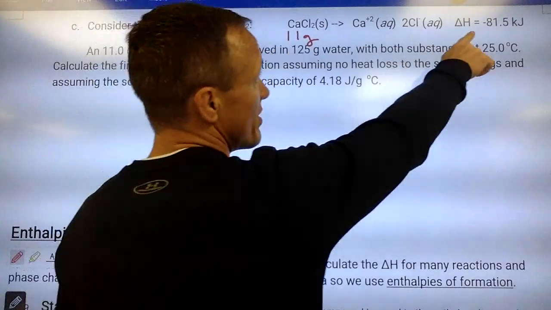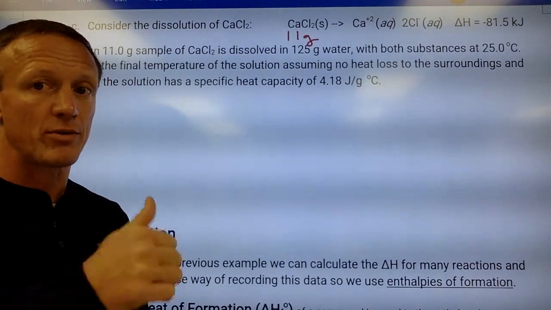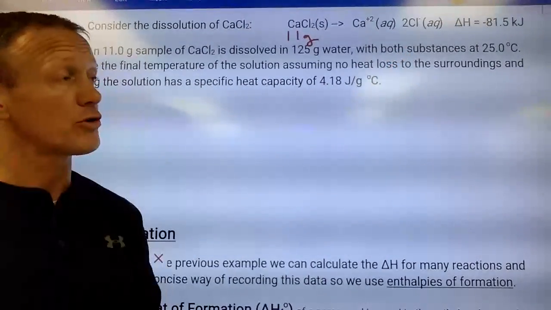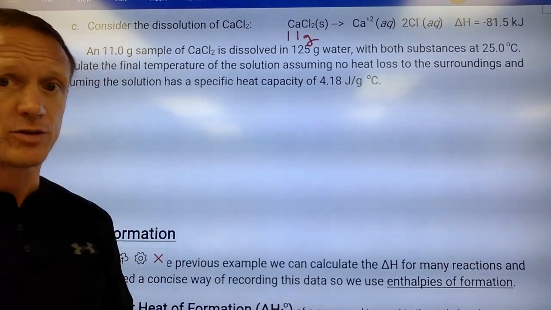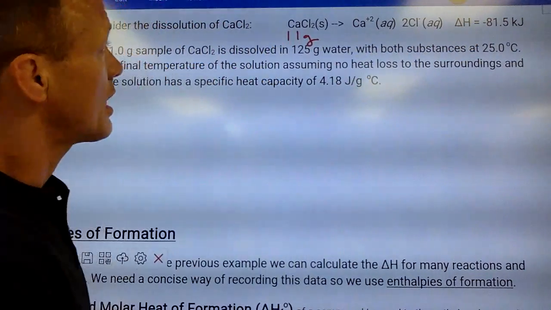Notice that calcium chloride dissolving is an exothermic process. It's giving off heat as it dissolves. That means that the water has to be going up in temperature. The solution has to go up in temperature, so our temperature should be higher than 25 degrees Celsius. I know this is exothermic by the negative sign as this happens.